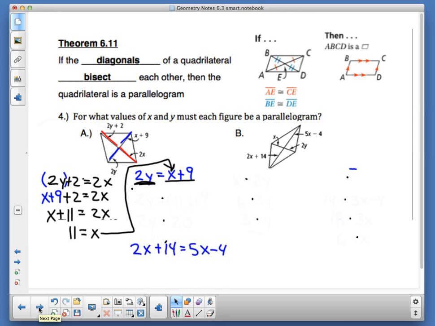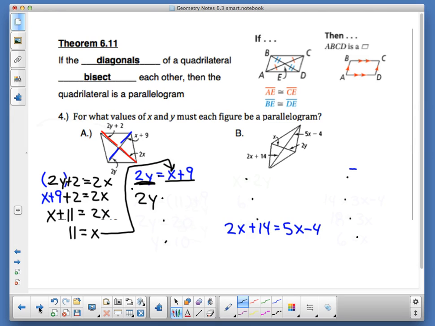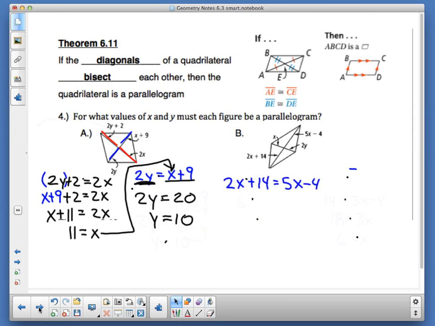And that's just not what we're doing. I don't know where that's coming from. So my 2y is equal to 20, because that's 11 plus 9, and y is equal to 10. Are there any questions about what I'm doing there? Other than that, we're in that world that 2x plus 14 came from, which is right here.